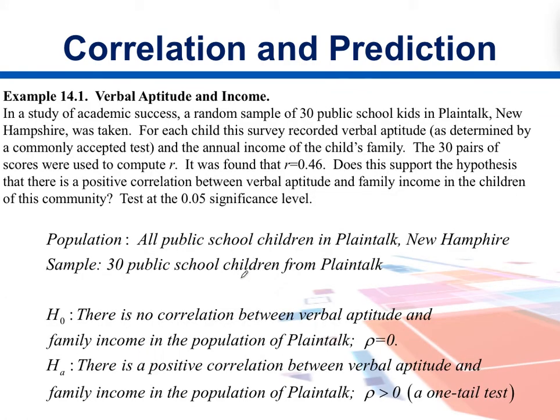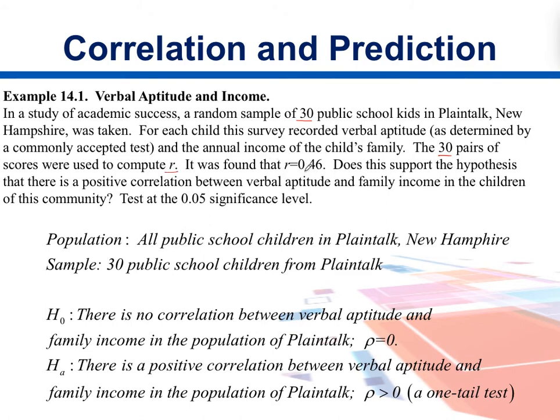Example 14.1 from the book. This is Newman's book. So verbal aptitude and income. In a study of academic success, a random sample of 30 public school kids in Plainstock, New Hampshire was taken, and for each child this survey recorded verbal aptitude as determined by a commonly accepted test and the annual income of the child's family. So we believe that the aptitude depends upon the family income, and we got the 30 pairs of scores, income versus aptitude, and we computed r.